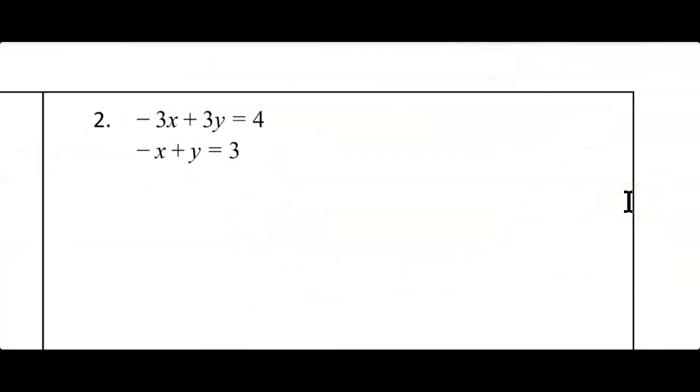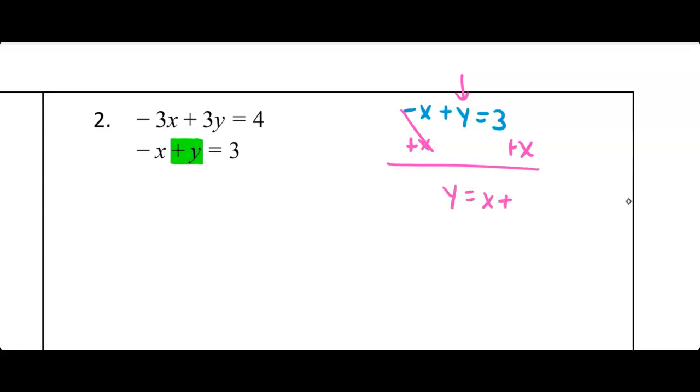Jumping up to number 2, we see that the y in the second equation has a positive 1 coefficient. So we're going to solve the bottom equation for y before we substitute. Solving for y means that we're going to add x to both sides, giving us that y is equal to x plus 3.